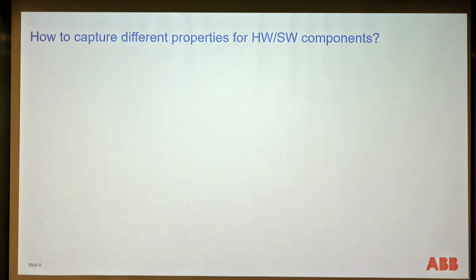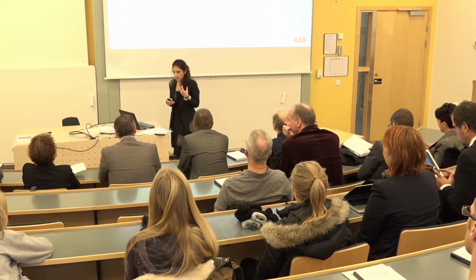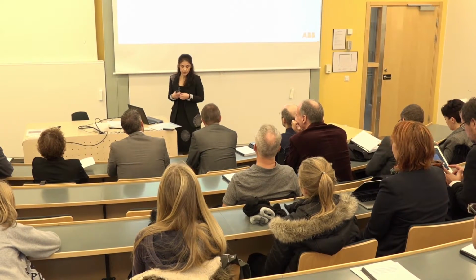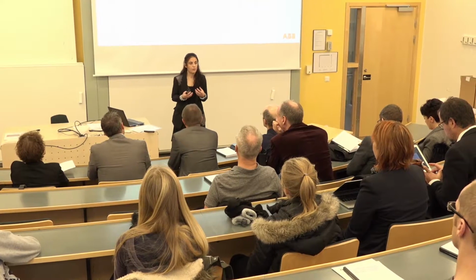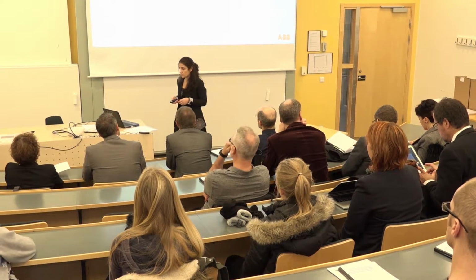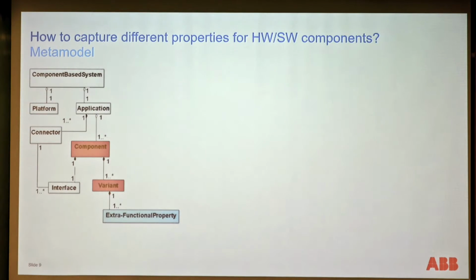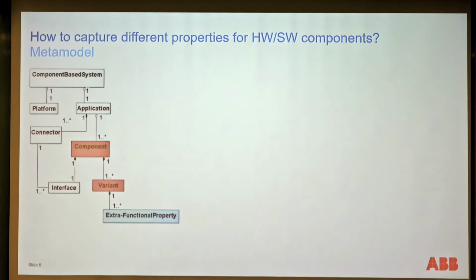We said that we have many extra functional properties and we work with components. So one question that is relevant and important to support the engineer is the formalization of how to treat the components. For doing this, we define a meta model. Our system consists of the platform plus the application. The application consists of a number of interconnected components. For each component, we have the implementation that we call a variant. And for each variant, we have associated a number of extra functional properties.